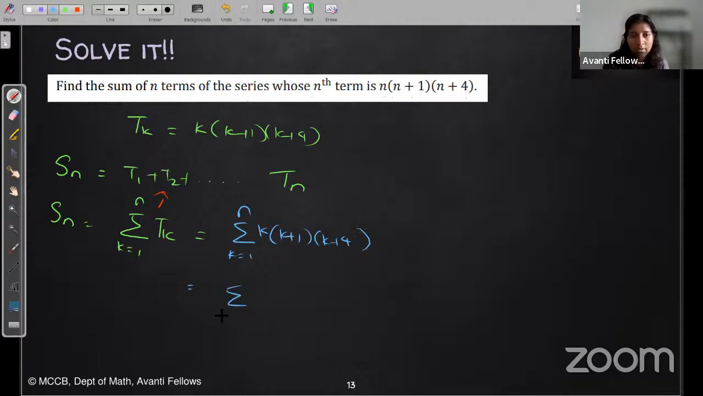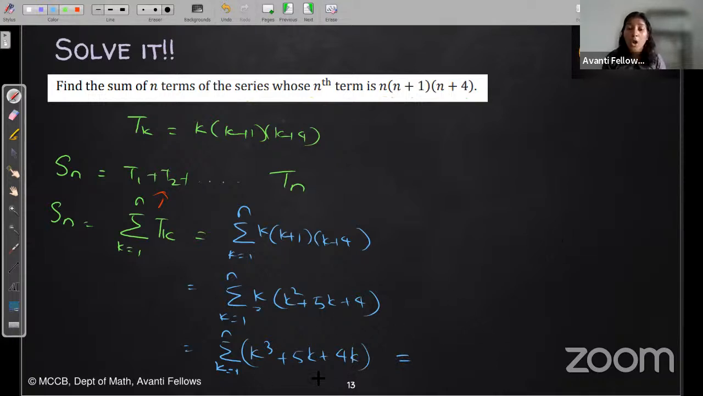So what will you get? Multiply these terms. You will get k square plus 4k plus k plus 4, which I'll directly write as k square plus 5k plus 4. If you multiply this by the outside k, you will get summation k is equal to 1 to n of k cube plus 5k square plus 4k, correct?